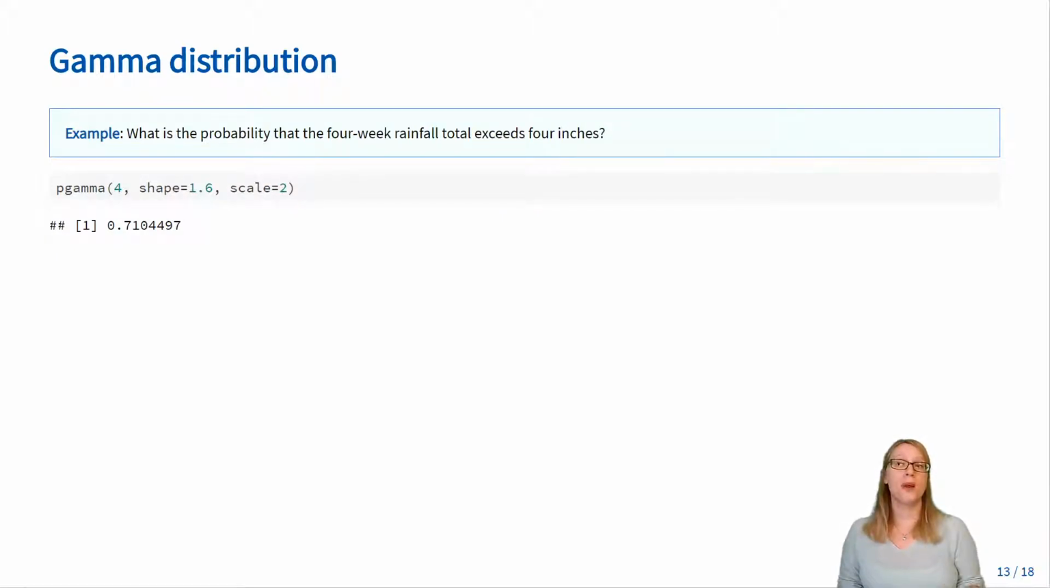In order to find the probability that the 4-week rainfall total exceeds 4 inches, we don't want to try to integrate that PDF unless we absolutely have to.